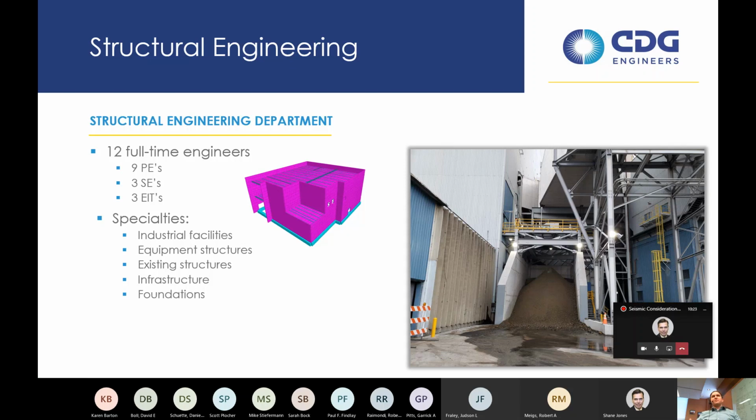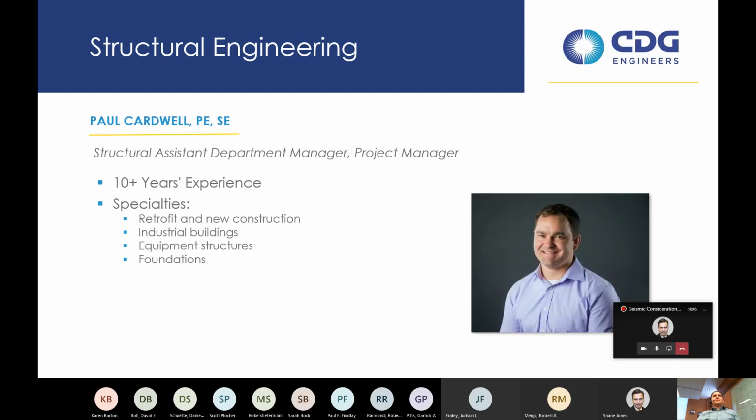Because we're multidiscipline, we really have a wide range of services, and our structural group, we support all of those, and we're lucky in the fact that we get to work on all different kinds of structures. And these are just a few that we do: industrial equipment structures, existing structures, infrastructure, and foundations. I'm the assistant department manager of the structural group. I have over 10 years of experience. And again, I really pride myself and feel lucky that I'm able to do so many different types of structures, and I've really had a wide range of experience in my 10 years.